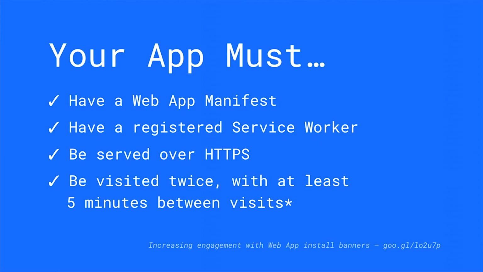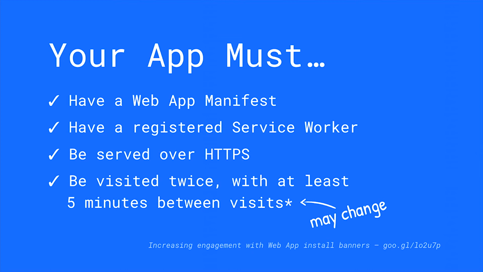So to trigger a web app install banner, your app must have a web app manifest, which we'll talk about in just a bit. It's got to have a registered service worker, and we're getting that basically for free using those Platinum elements, which is awesome. It's got to be served over HTTPS. And lastly, it's got to be visited twice by the user with at least 5 minutes in between. And I put a little asterisk there because that last heuristic might change. We're still dialing it to figure out what is the sweet spot for user engagement. But there is at least some degree of user engagement that needs to happen before it'll trigger that banner.